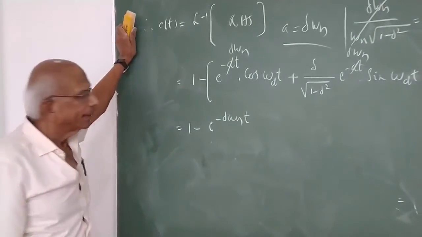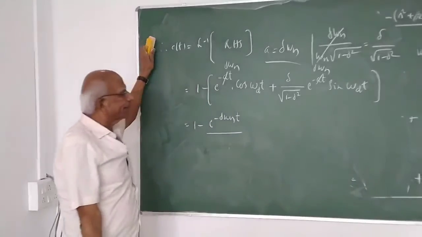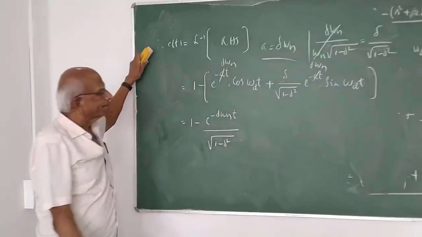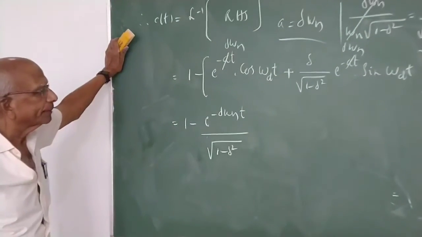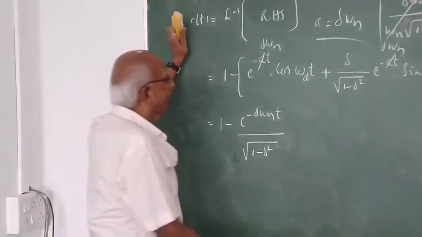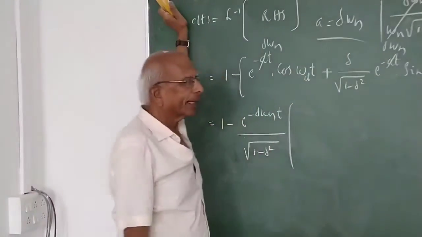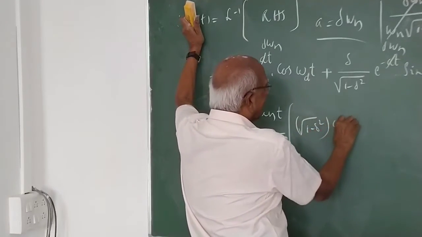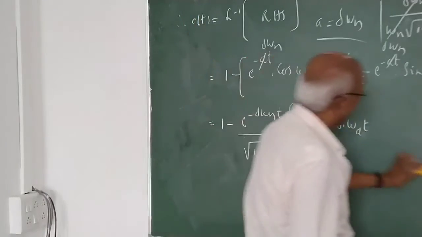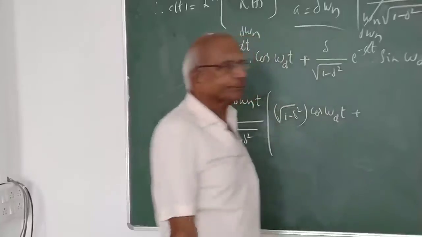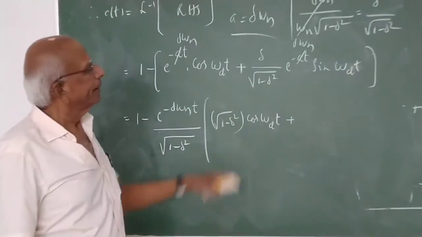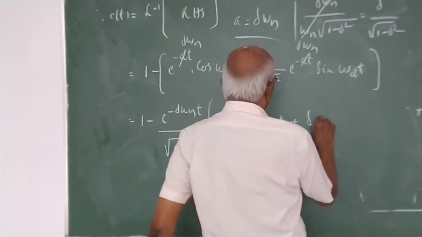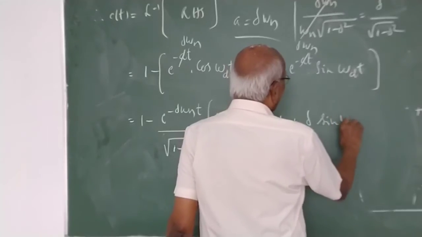I will do one mathematical operation, skipping one step. I will write root of 1 minus delta squared also here. Into, what do I get? See here, what do you get? You get root of 1 minus delta squared into cos omega d t plus, what do I get here? Only delta, because root of 1 minus delta squared is out here. So plus delta into sine omega d t.